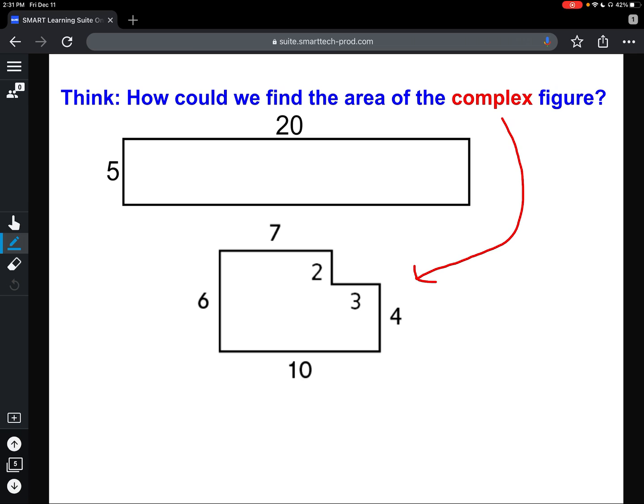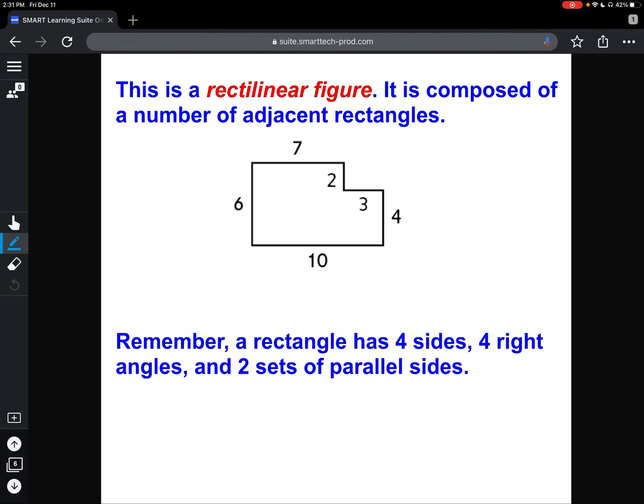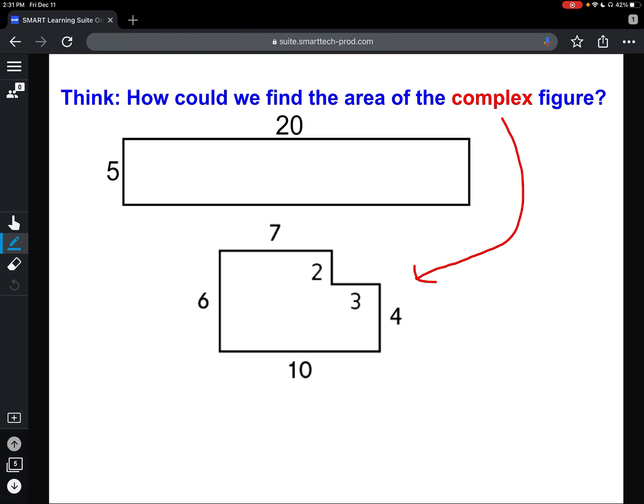So, how do you think we could find the area of the complex figure? Remember, that goes back to our objective of finding the area of more complex rectilinear figures. What do you think I could do? Do you see a way that I could split that shape up so that I have 2 rectangles? There are a couple different ways. So I'm going to show you here. We could split this shape up 2 different ways.